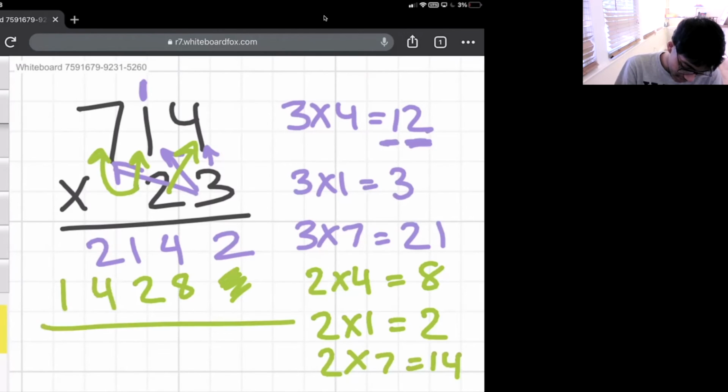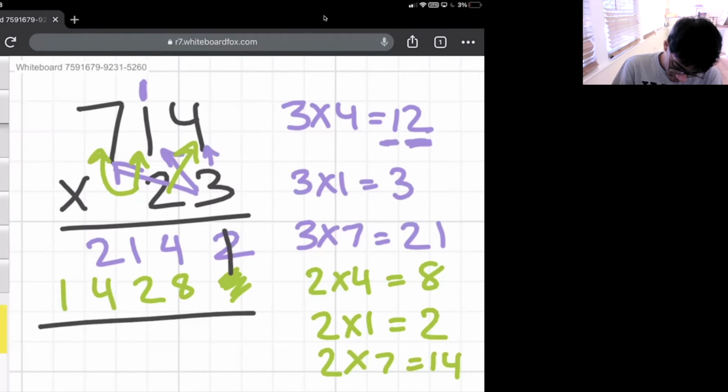Now add all of this up. And what do we get? Well, 2 plus the placeholder is just 2. 4 plus 8 is 12. Put the 1 over here. 1 plus 1 plus 2, that's going to be 4. 2 plus 4 is 6.